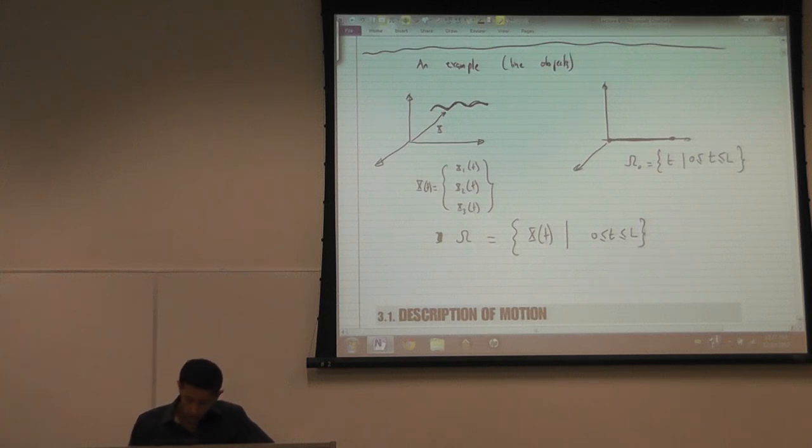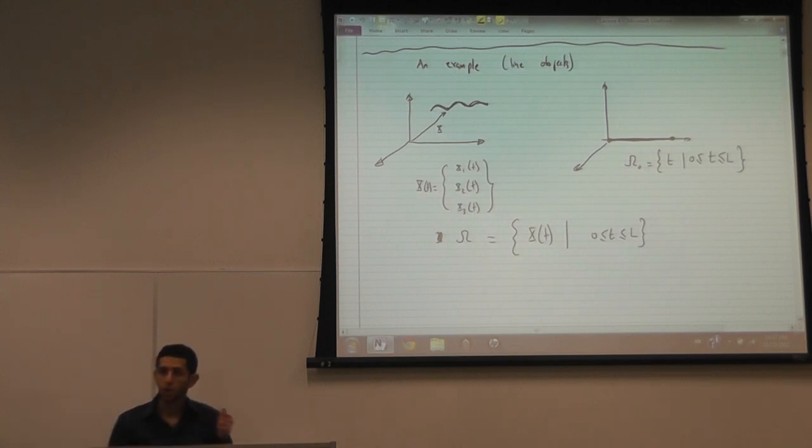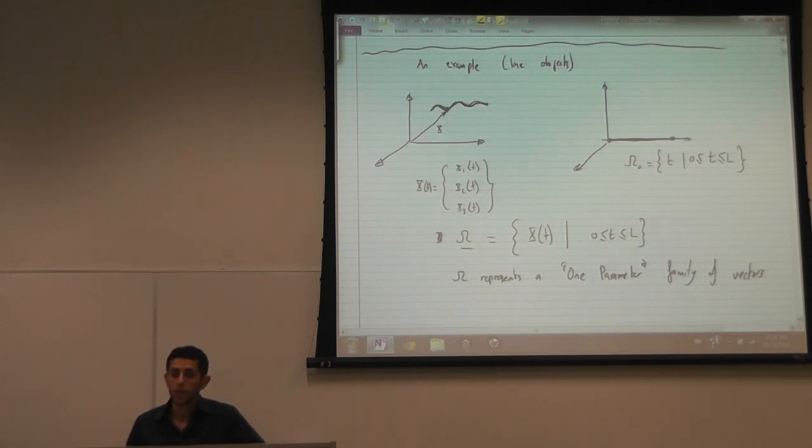The reason why I'm interested in line objects is that usually when I look at strain, I look at strain in line objects, I look at the extension of lines. And this line object is represented by what we call a one parameter family of vectors. Why is it one parameter? Because it's a function of only one parameter, t, which could be the length along that line. You tell me what the value of the parameter is, I tell you what the location of that point is.